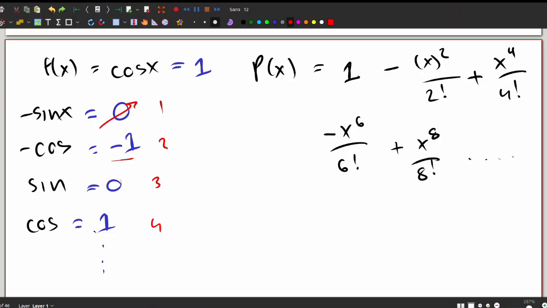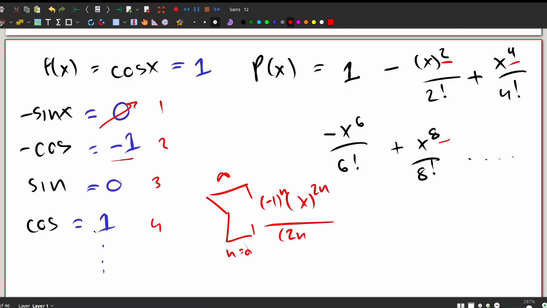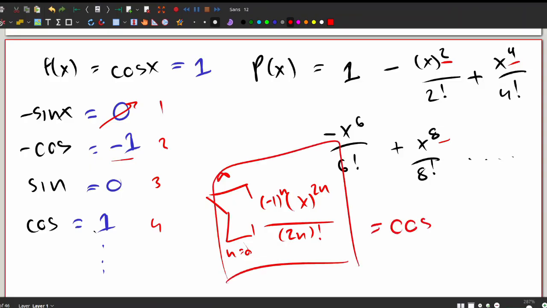So from this, we can also write another general form. We can say that this is equal to the sum, from n equals 0 to infinity of, because it's alternating, once again, we're going to have that negative 1 to the n term, x to the 2n, because here we're taking all the even numbers instead of the odd ones, over 2n factorial. And this is equal to cosine x.